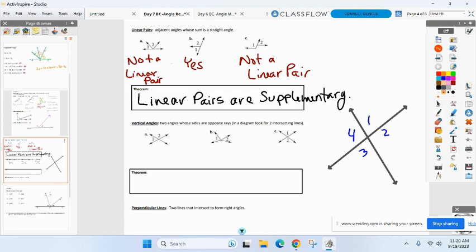What are 1 and 2? Talk to me, come on. I'm quizzing you already. What are 1 and 2? Those are supplementary, linear pairs, adjacent, right? What's 4 and 3? Supplementary, linear pairs, right? They're all linear pairs, supplementary, except for the opposite ones. Those are vertical.